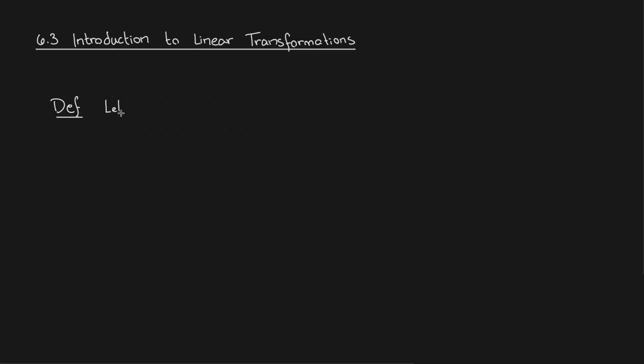So let's let V and W be vector spaces. So that means V could be Rn, for example. Rn is a vector space, or a subspace of Rn, because all vector subspaces are vector spaces, but it's also a subset of another vector space. Okay, so we have two vector spaces. What we're going to do is define a function from one to the other.